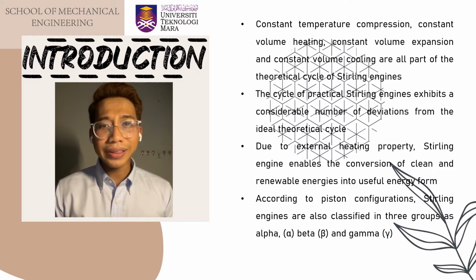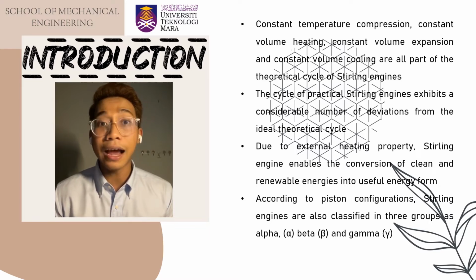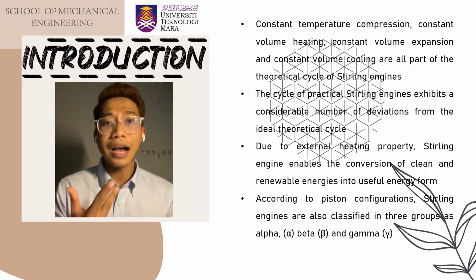The cycle of practical Stirling engines exhibits a considerable number of deviations from the ideal theoretical cycle, and as a result of these deviations, performance values of practical Stirling engines such as thermal efficiency, cyclic work generation, running speed, power output, specific power and torque become uncompetitive with internal combustion engines. According to piston configuration, Stirling engines are also classified in three groups as alpha, beta, and gamma.